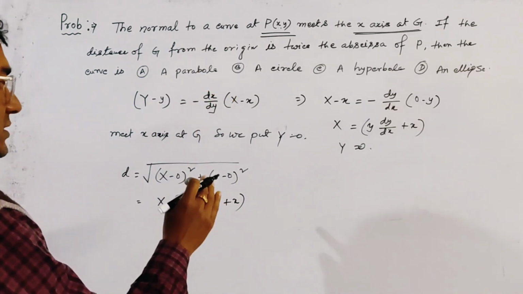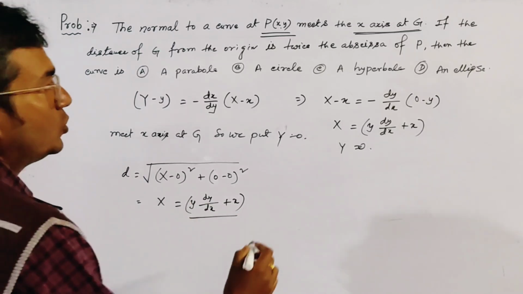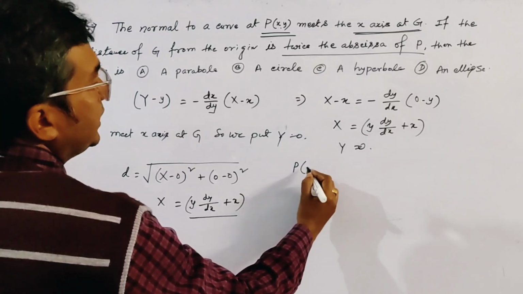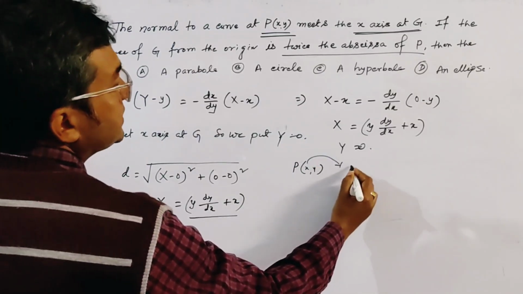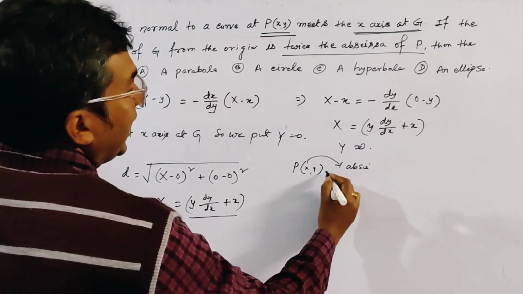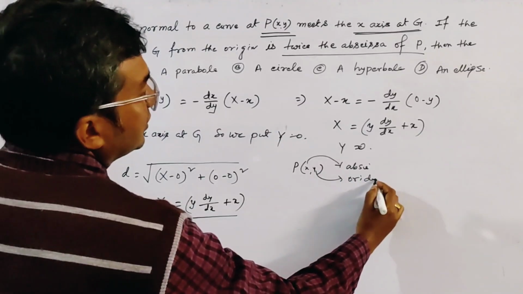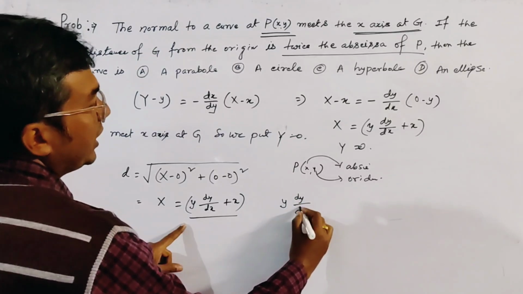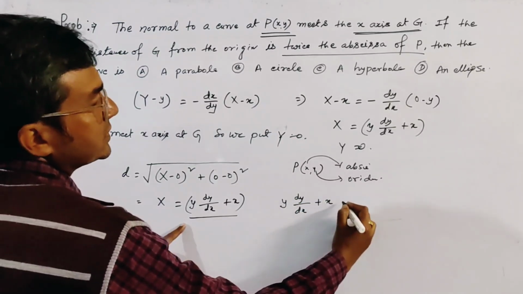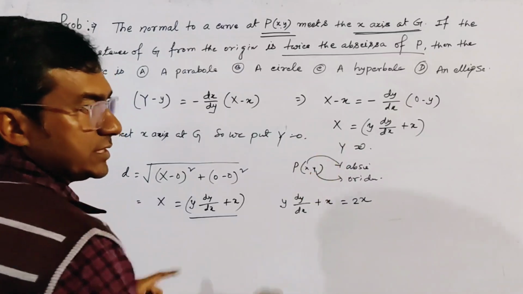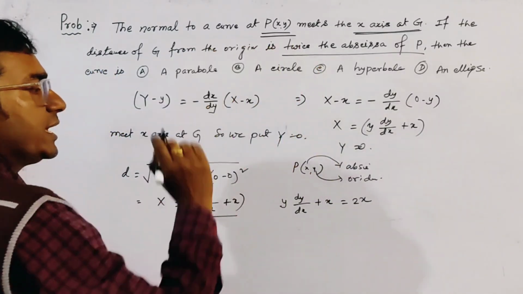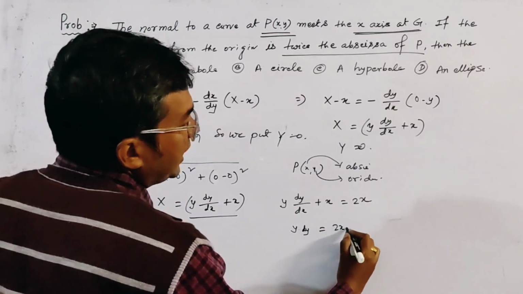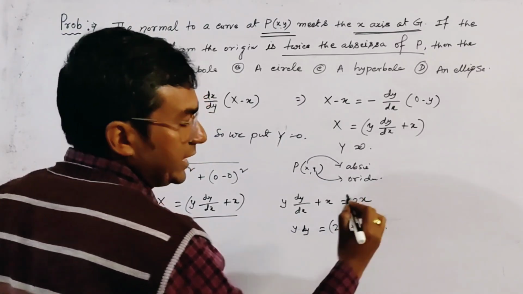Now it is given that this distance is equal to twice the abscissa of P. What is the abscissa of P? For the point P(x, y), x is the abscissa and y is the ordinate. So from the given condition, we must write y dy/dx plus x equal to 2x, twice the abscissa. So we get y dy equal to (2x minus x) dx.